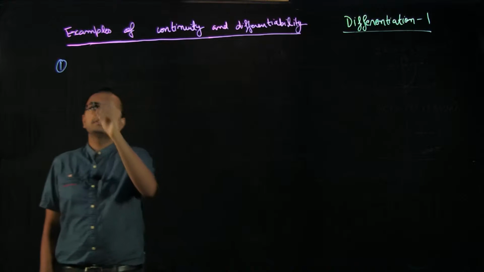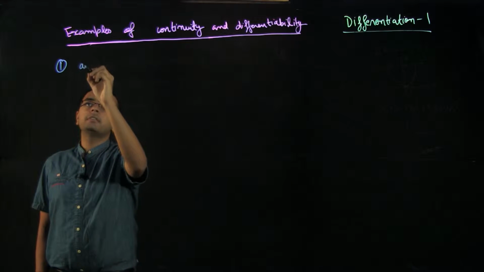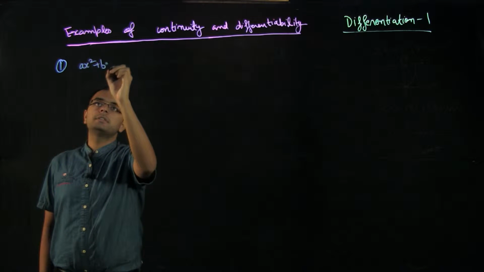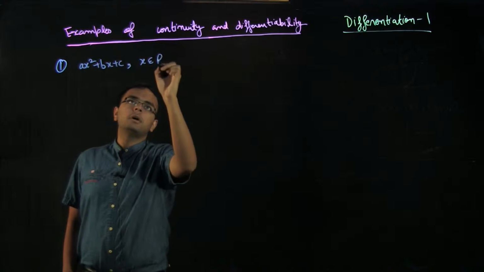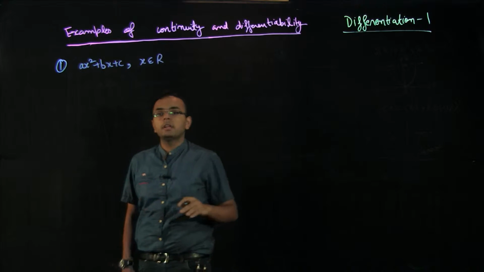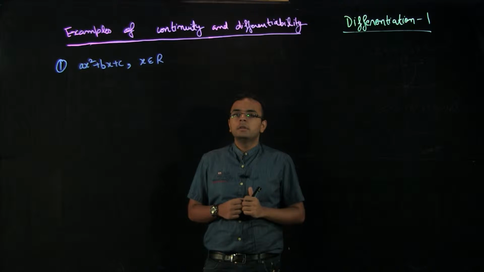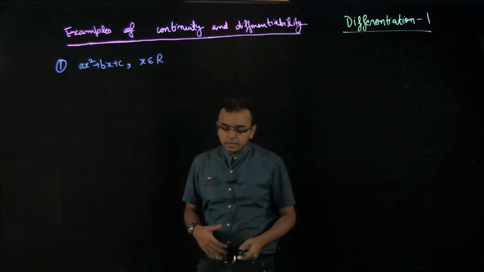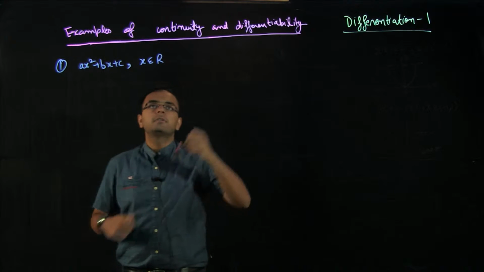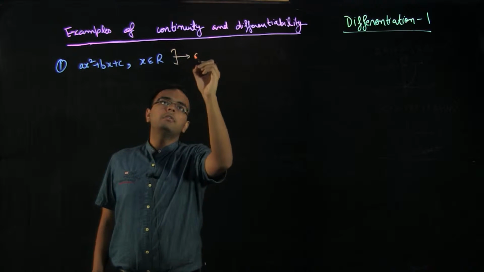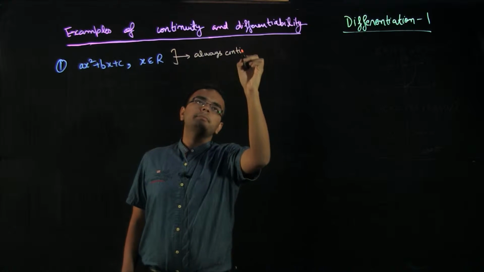So let me first start by giving a very quick example. The question says, discuss the continuity and differentiability of ax square plus bx plus c, where a, b, c are real numbers, for x belongs to R. Basically, for all real numbers x, discuss the continuity and differentiability of a quadratic function. We have already discussed this. I just want to reiterate here that whenever you see a polynomial of any degree, you can directly write that these are always continuous and differentiable.